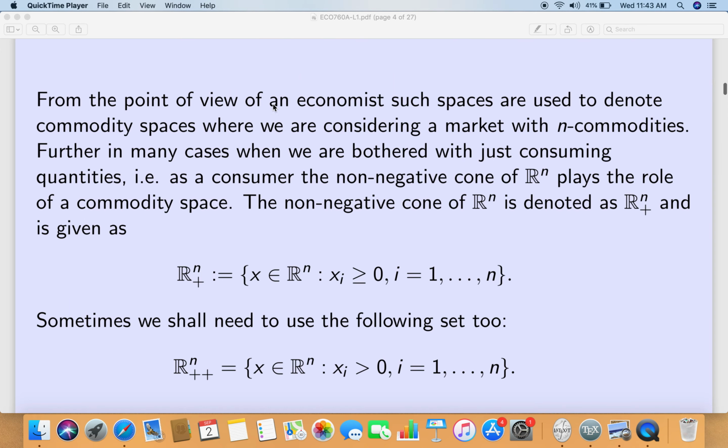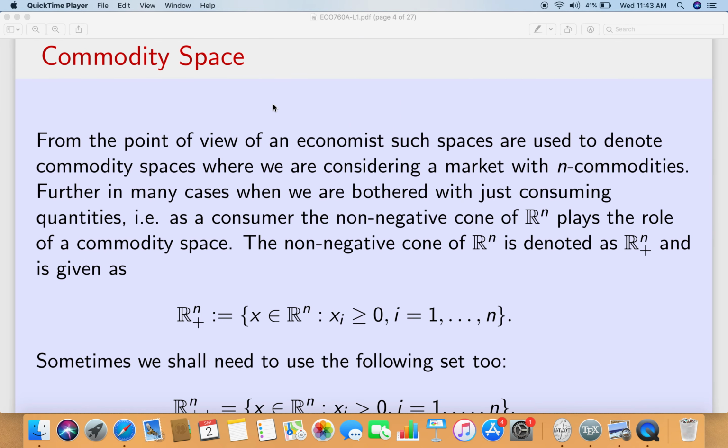What is the use of this notion of Rn plus for an economist? In economics, one of the most important and very popularly studied problems is the consumer's problem. So I am a consumer and I have to go to the market to buy things. In the market there are commodities being sold, and I have to go to that market and buy things. Suppose there are n commodities in the market.